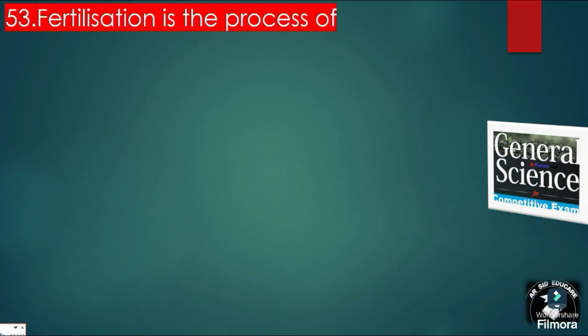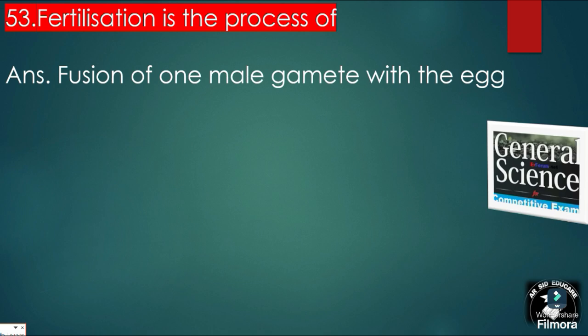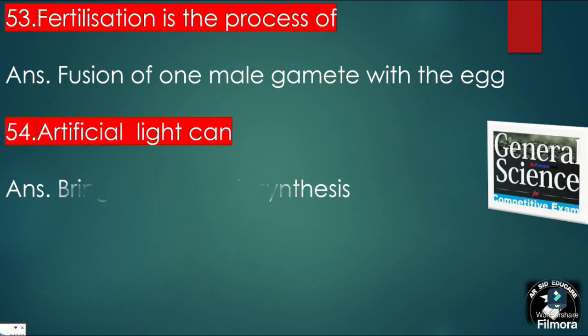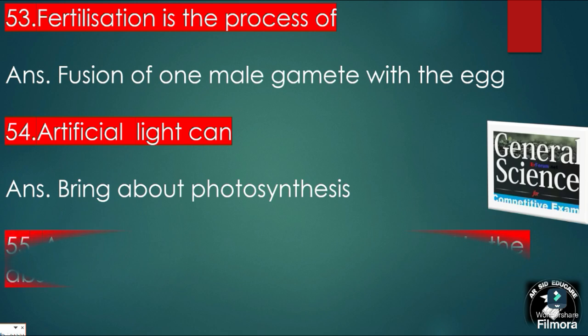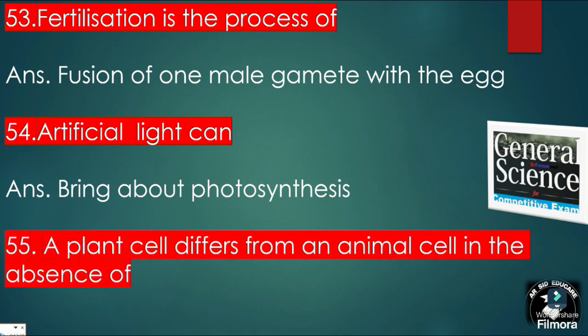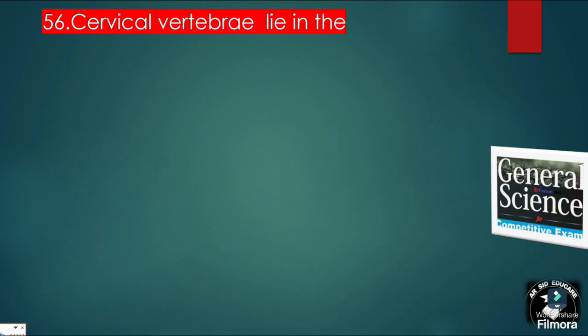Fertilization is the process of fusion of one male gamete with the egg. Artificial light can bring about photosynthesis. A plant cell differs from an animal cell in the absence of centrioles. The cervical vertebrae lie in the neck.